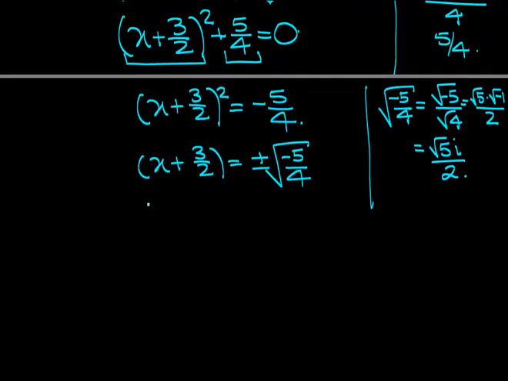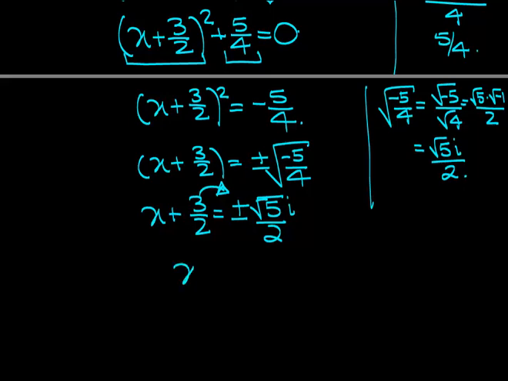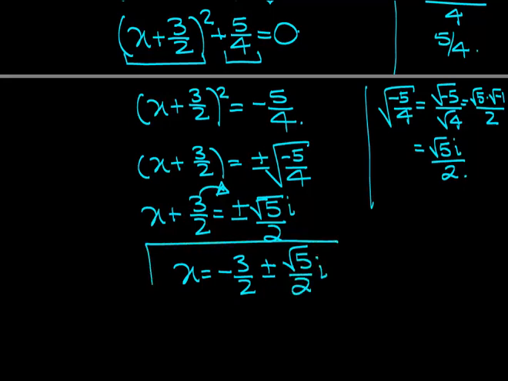So let's do that. We get x plus 3 over 2 is equal to plus or minus the square root of 5i over 2. Now we want to solve for x, so let's move this to the opposite side. X is equal to minus 3 over 2 plus or minus the square root of 5 over 2 i. And there's your answer. Okay. Now, I do want to point out that whenever we have imaginary solutions, we always want to write the real and the imaginary part separate, which is already nicely separated for us, so we don't need to do any extra work. Okay.